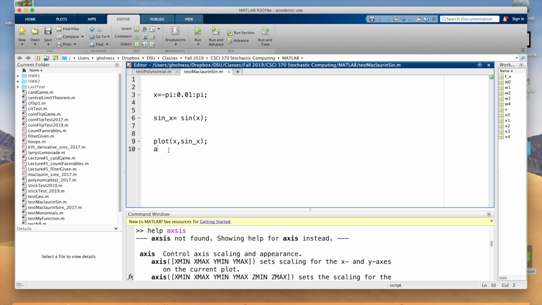So we're going to say axis, and the X min is going to be minus pi. The X max is going to be positive pi. The Y min, sine varies between plus and minus 1. So we're going to say negative 1, and we're going to say positive 1. Okay, so do that. And let's save that and see what we get. All right, display, done. Okay, save. And let me set my breakpoint, and let's try this out.